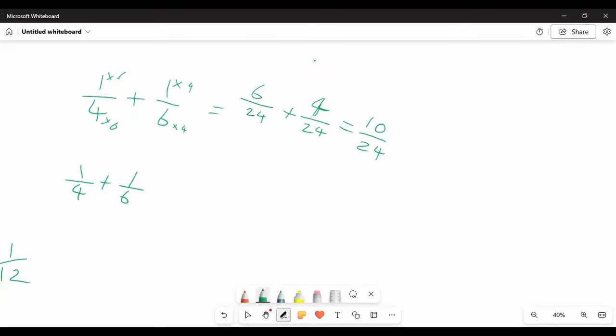What is the LCM of 4 and 6? Very good, 12.